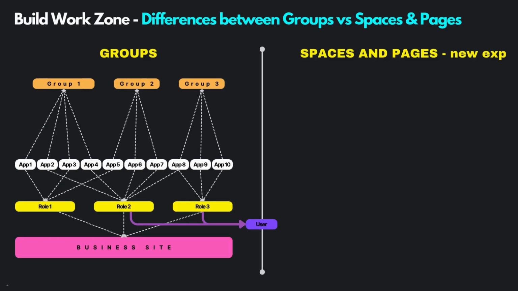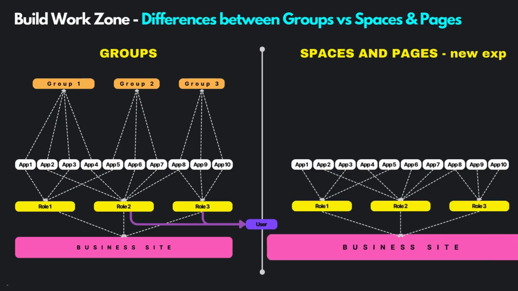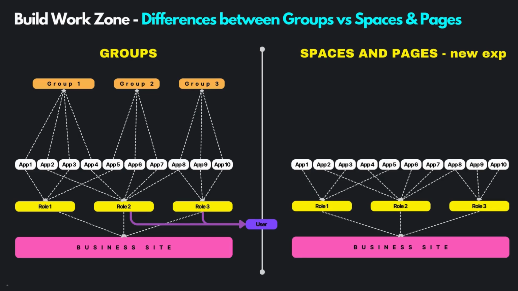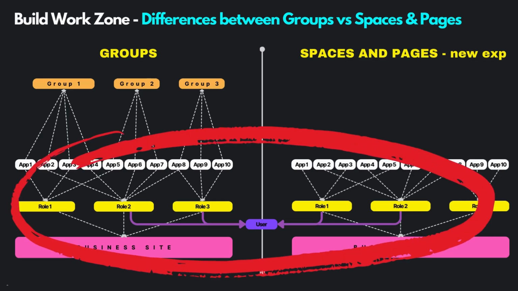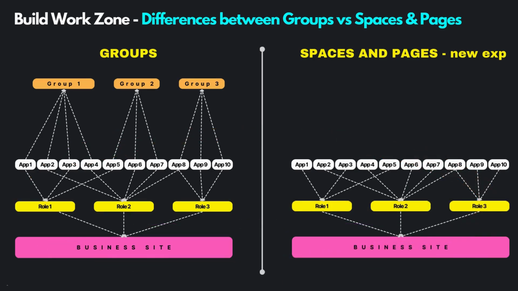Now let's come to the spaces and pages. In the spaces and pages new experience viewing mode, we will of course be using the very same applications, and these apps are going to be assigned to roles, and roles will be assigned to business site just like in the groups. And finally, one or more roles are also assigned to users, which define which user gets to see which application. So this part here, the authorization part of spaces and pages, behaves in exactly the same way as it does in the groups viewing mode. What is different is going to be the layout.